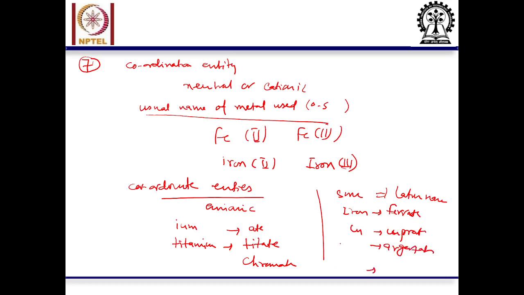For gold we write it as aurate. So these are the rules which we have to follow.